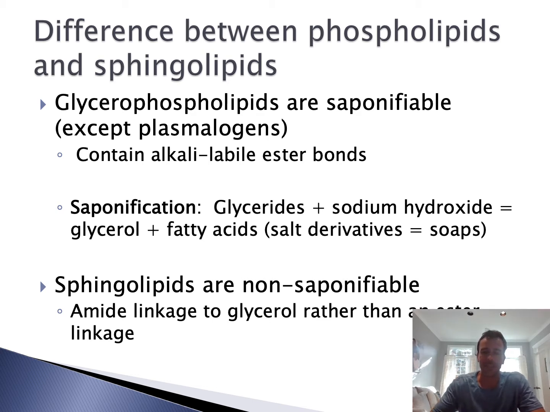As I mentioned, the difference between phospholipids and sphingolipids is that amide linkage. Therefore, glycerol phospholipids can be hydrolyzed by a strong base. By adding a strong base like sodium hydroxide, you get release of glycerol and the free fatty acids. Where if you have this amide linkage, you don't get that hydrolysis.